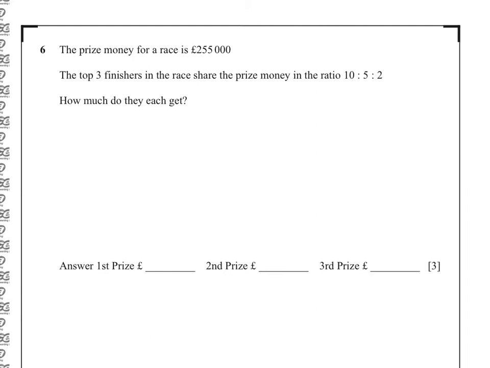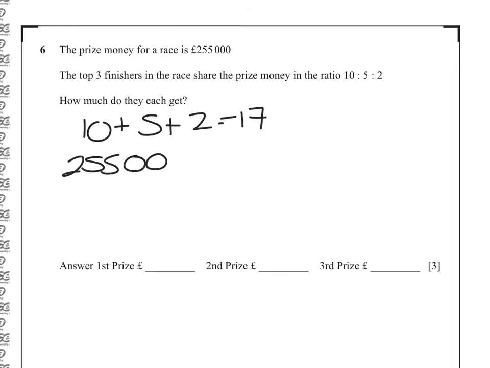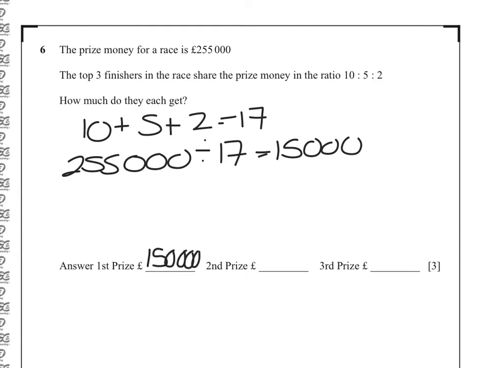Prize money is shared out in the ratio 10 to 5 to 2, which means altogether we need 17 parts. If we do 255,000 divided by 17, we get 15,000. That means that the first prize is 150,000. The second prize is 75,000 and the third prize is 30,000.